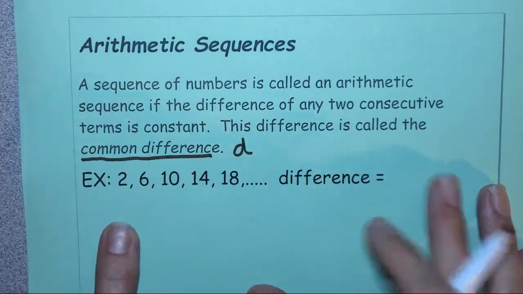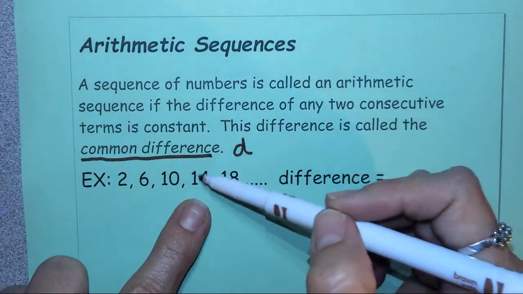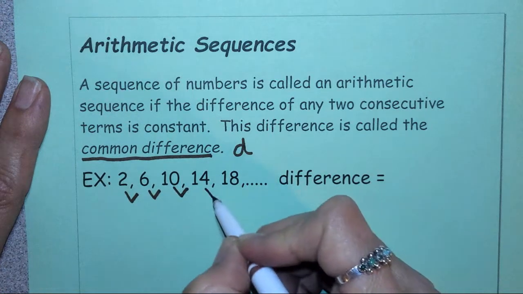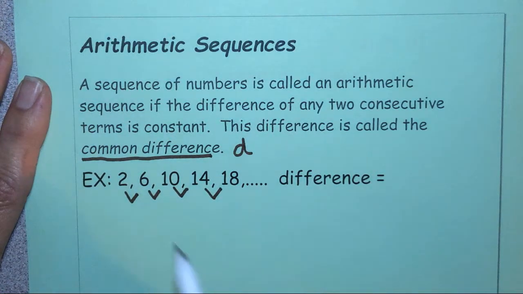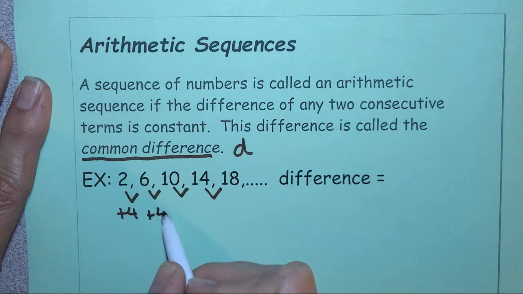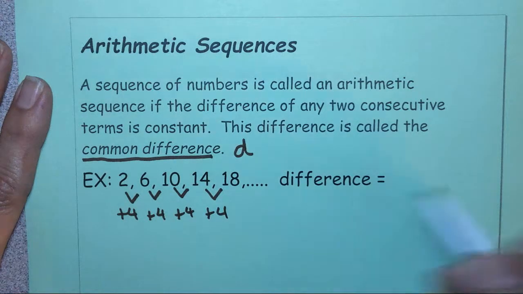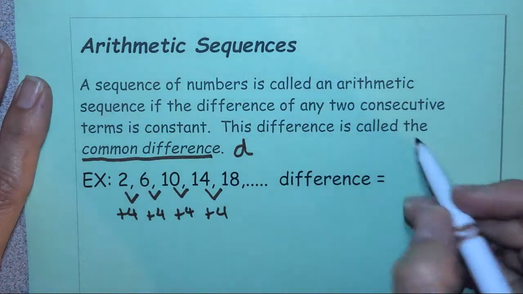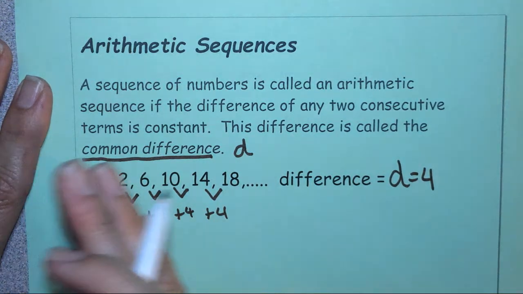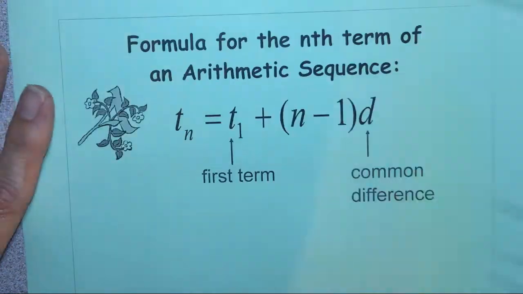So what all of this really means is I'm trying to figure out how to get from 2 to 6 to 10 to 14 to 18. I'm trying to see, is there one number that I'm adding or subtracting to get to each number? Well, from 2 to 6 is plus 4. From 6 to 10 is plus 4, plus 4, plus 4. So this would be an arithmetic sequence, and the common difference would be 4. So if you can add or subtract to get the next number, we're going to call it an arithmetic sequence.